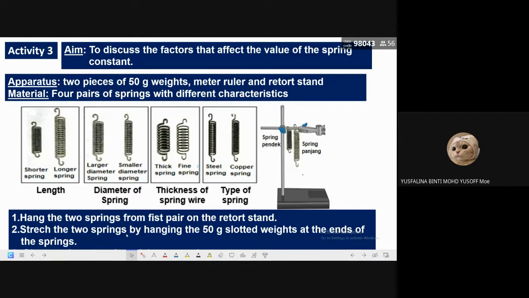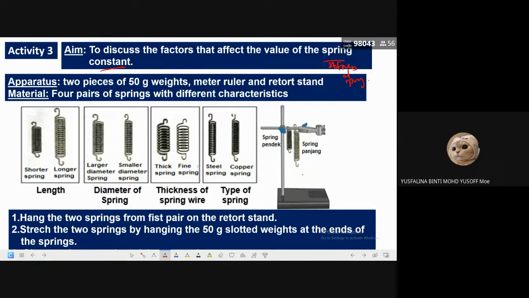Okay, so we move on. We still have 7 minutes to discuss the factors that affect the value of the spring constant. There are four factors that affect the value of the spring constant. What does it mean by spring constant? It means the stiffness of the spring.